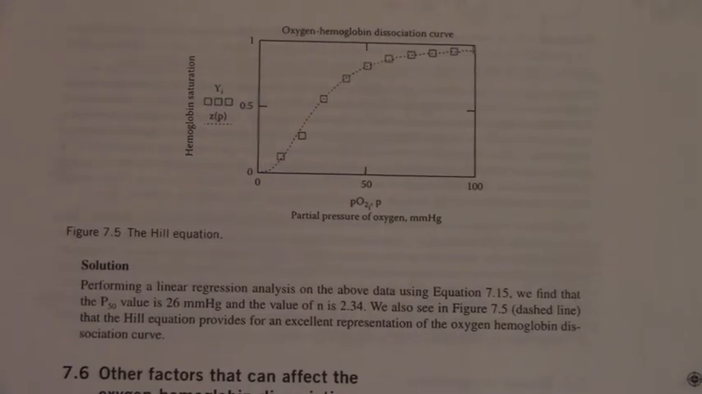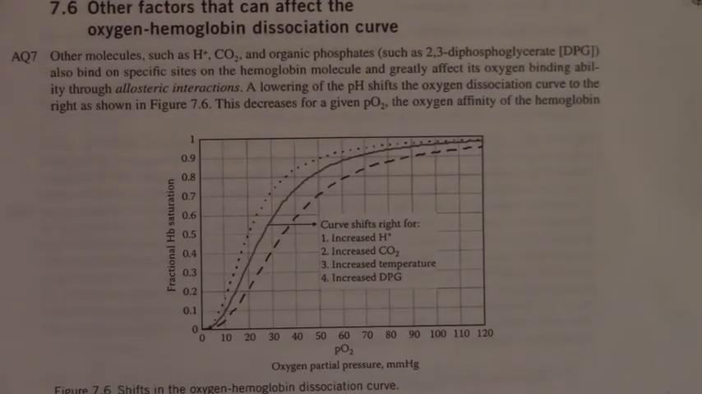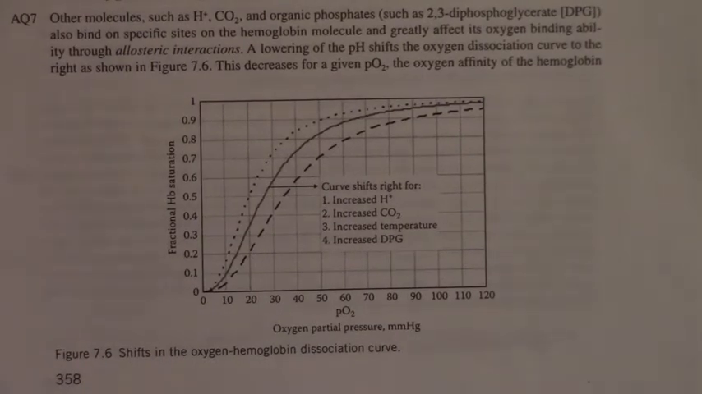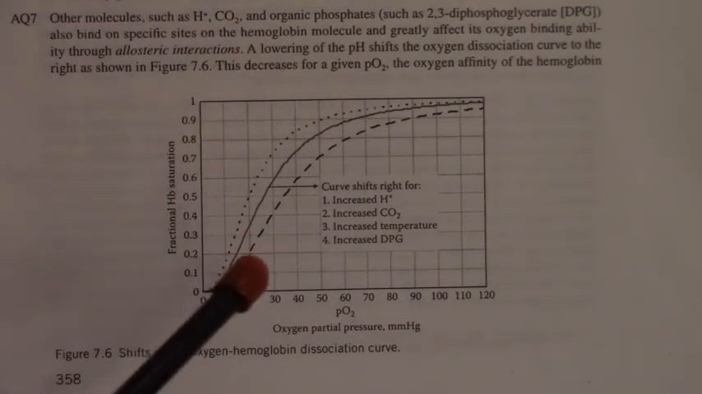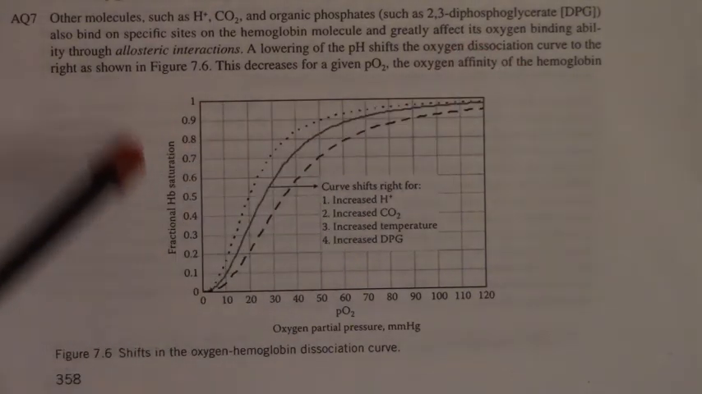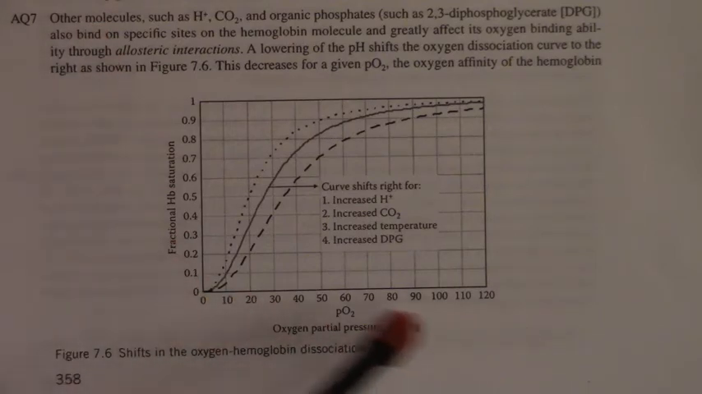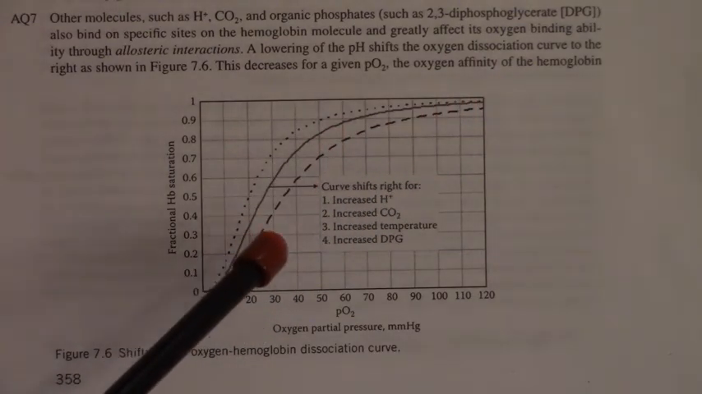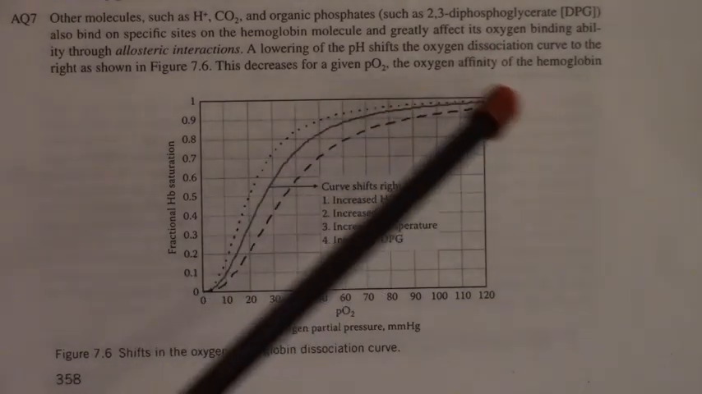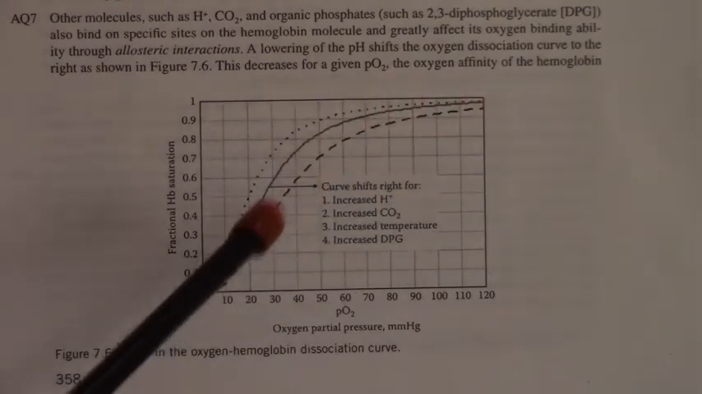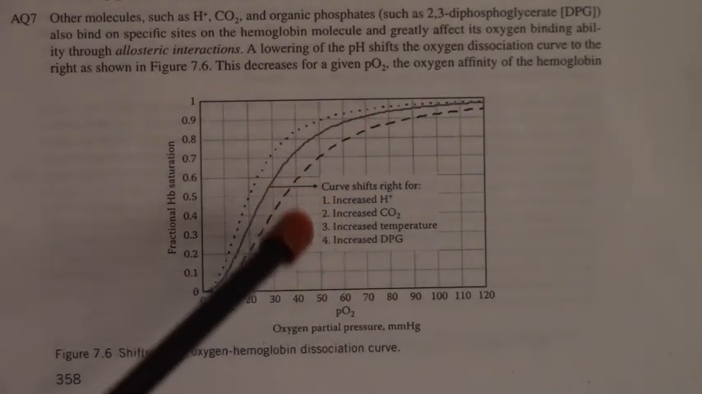Now there are some other factors that affect the binding of oxygen and hemoglobin, and that's discussed in this next section and shown on this curve in figure 7.6. Once again, we have the fractional hemoglobin saturation versus the PO2 on the abscissa. The solid line would be your normal values of the hemoglobin oxygen binding, and then there are various things that can happen.